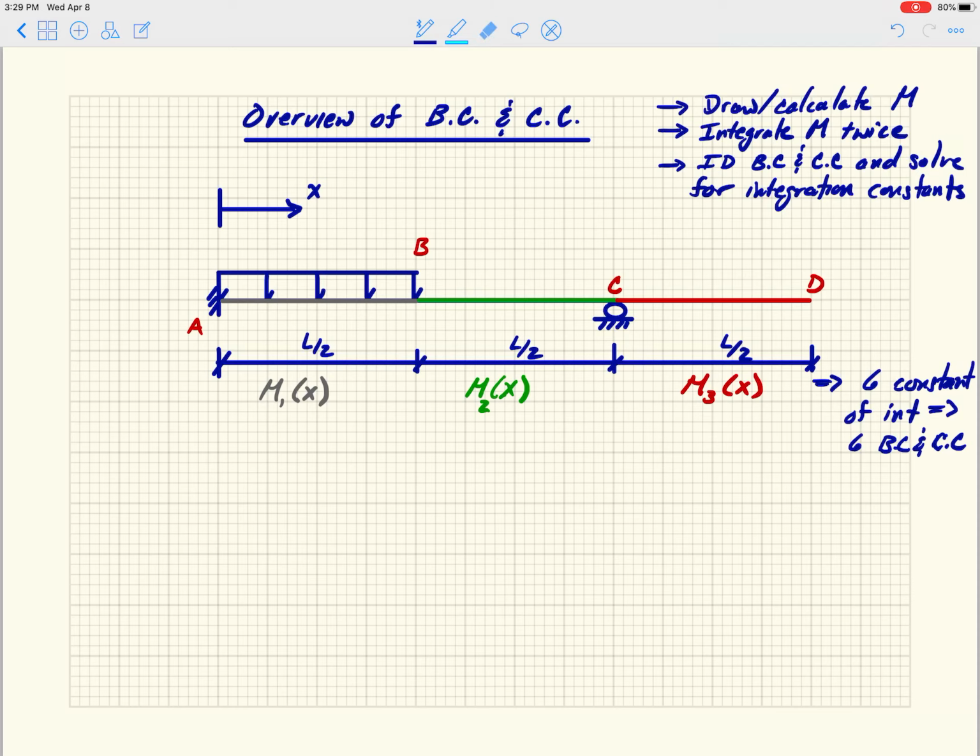Sorry, I just realized, before I get too far, let me correct that. This is actually supposed to be a pin support. It doesn't really change much if it's fixed. The thing that happens is it becomes a statically indeterminate problem, and so you can't really solve for the moment diagram. So in this way, everything else is the same, right? So we still have the 3 moment diagrams. We still have these 6 constants of integration, right?